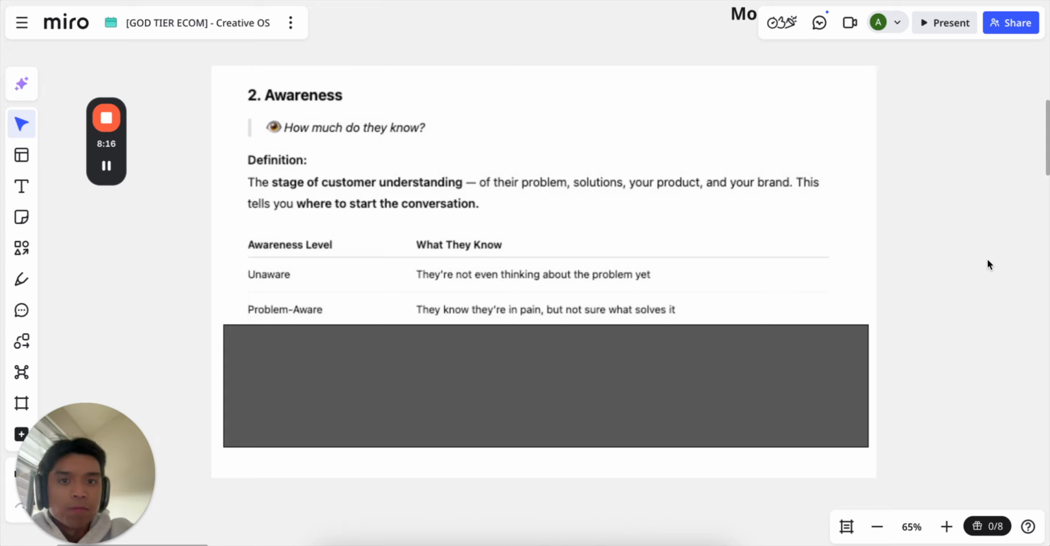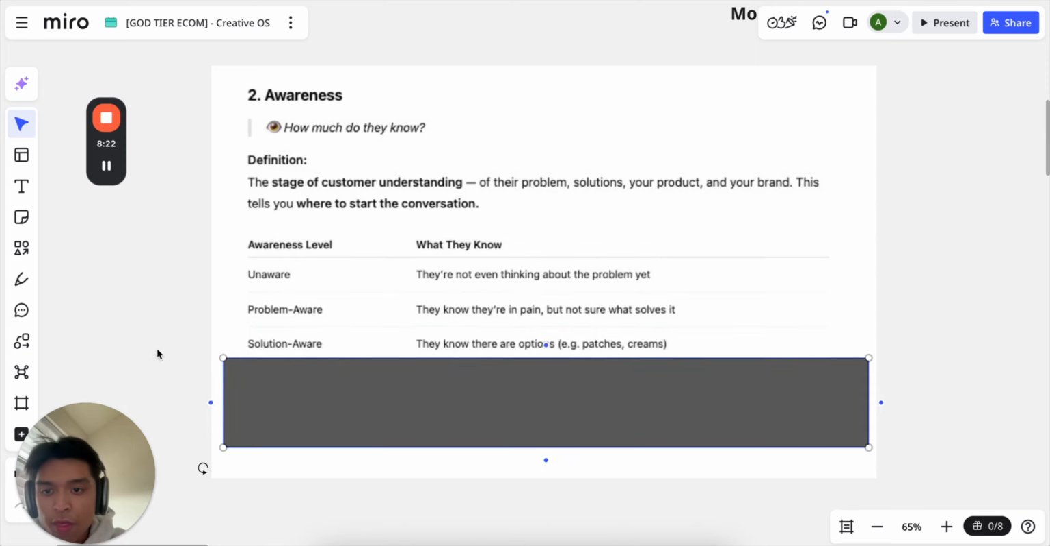They don't know how to get up in the morning and do exercise and track all their macros. They have no idea how to do that, but they know they have a problem. Then you move into solution aware. So these are people who know that they have a problem.